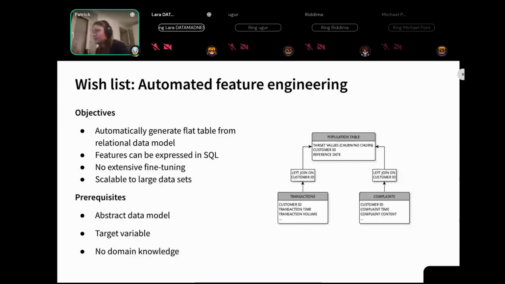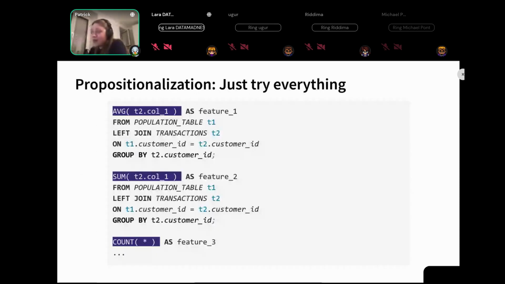Okay, so the first approach that I want to share with you is called propositionalization. It's a very big name, but it's actually a very simple concept. The idea is you just try everything. You've got your data with several columns, and you've got a bunch of aggregations, and then you apply all of your aggregations to all of your columns. You take the average of column 1, the sum of column 1, the count, the max, the minimum of column 1, and so on and so forth. Then you move on to column 2, and again you take the average of column 2, the sum of column 2, the max of column 2, and so on and so forth.